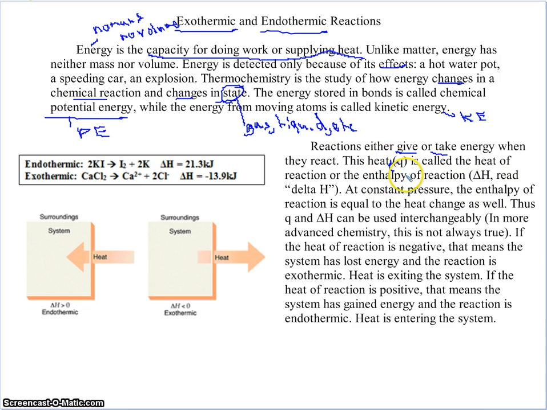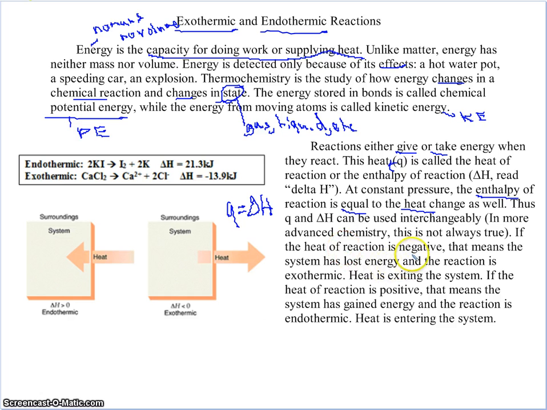Heat is Q. Okay. At constant pressure, the enthalpy of reaction is equal to the heat change as well. So the delta H, the enthalpy, is equal to the heat change, Q. Thus Q and delta H can be used interchangeably. So either one is the same thing, I guess. In more advanced chemistry, this is not always true. Okay, so I guess for this class, Q equals delta H, but for other classes, maybe it doesn't, but for this one it does. Okay.